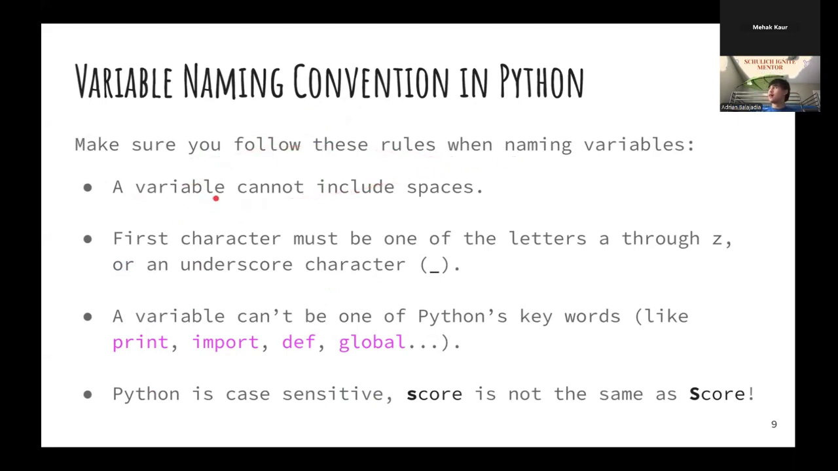So remember, a variable cannot include any spaces. Instead of using spaces, you could use underscores. The first character must be one of the letters A through Z. It can't be a number. Or I guess in this case, it could also be an underscore. But a variable also can't be one of Python's keywords, special words like print, import, def, or global. And we'll learn about what those do soon. And remember, Python and a lot of computers in general are very case sensitive. So score with the lowercase is not the same as score with the uppercase. So just keep that in mind.